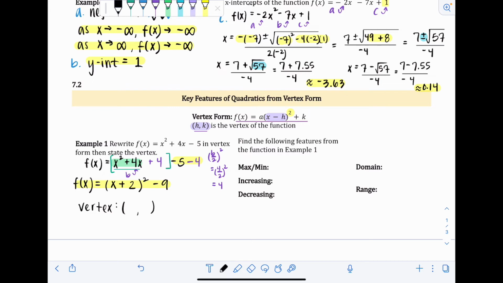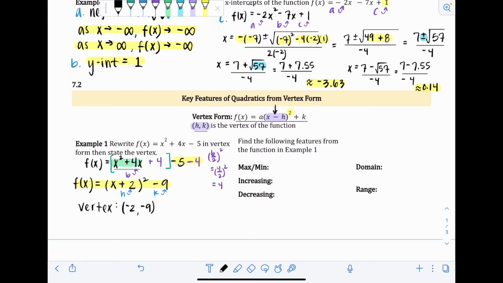The vertex is the point (h, k). h is what's inside the parentheses with the x, and k is what comes after. The k is pretty easy to see, it's negative 9. But an easy mistake to make is saying that h would be positive 2, and it's not. It's technically negative 2. Because of this negative right here, you actually have to switch the sign, because the h value that turns that x minus h into an x plus 2 would have to be a negative 2, because it's x minus negative 2.